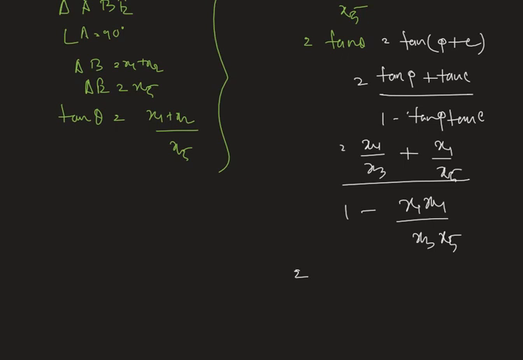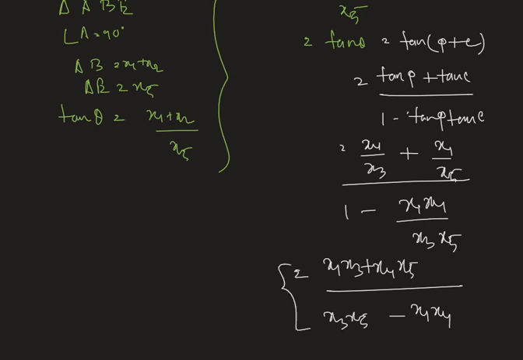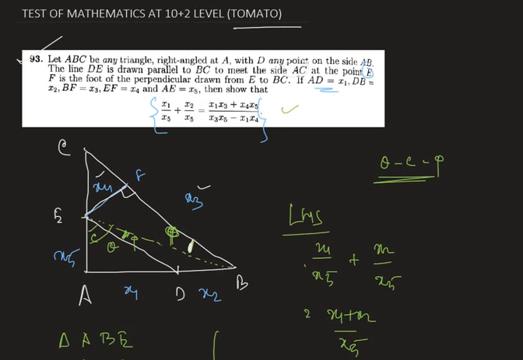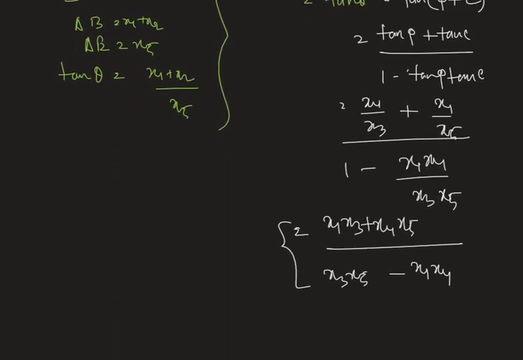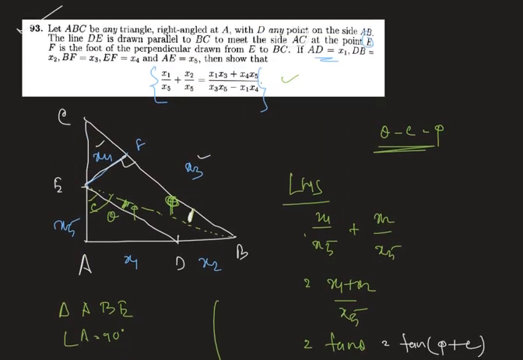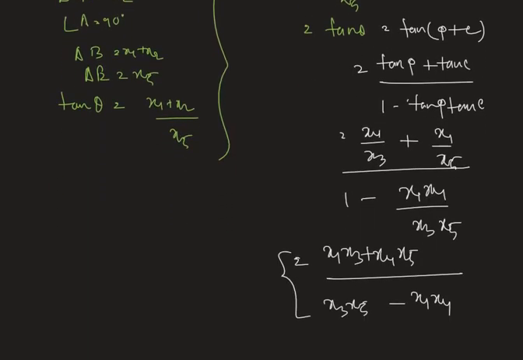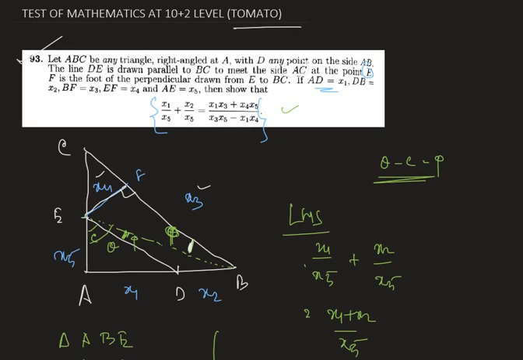So after solving this, we get x1 x3 plus x4 x5, whole divided by x3 x5 minus x1 x4. So we have proved the result that x1 divided by x5 plus x2 divided by x5 is equal to x1 x3 plus x4 x5 divided by x3 x5 minus x1 x4.